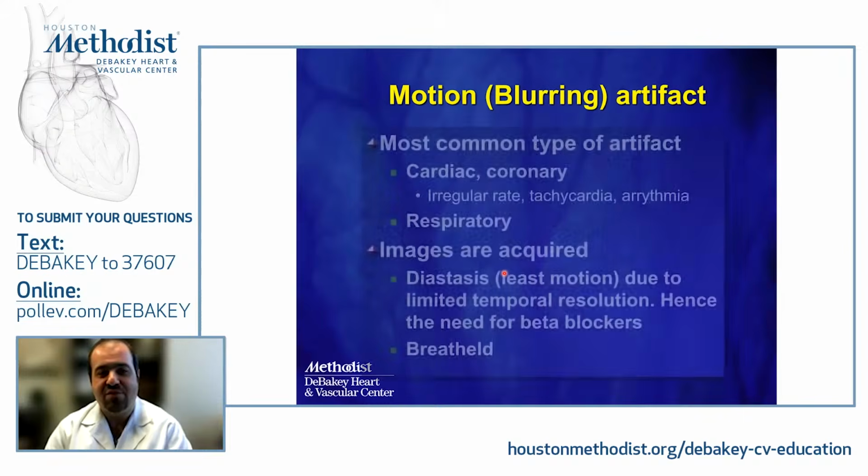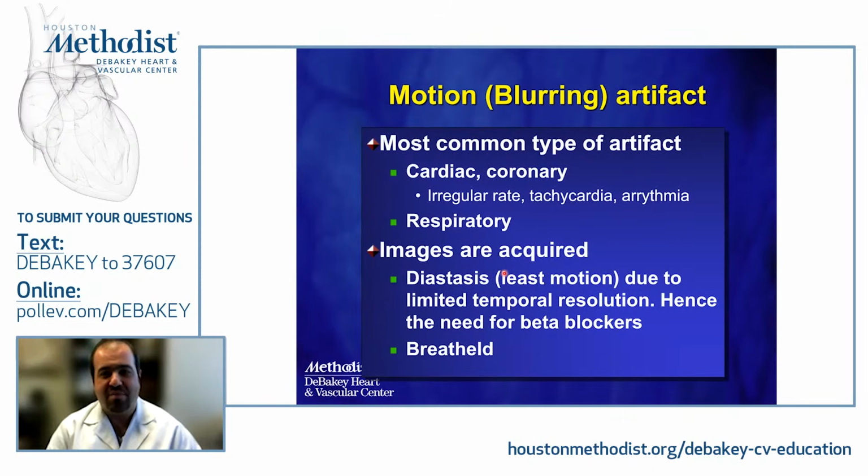Really the first of the problems we encounter in cardiac CT is motion or blurring artifact. This can occur either because the heart moves, or because the coronary vessels are constantly moving during the cardiac cycle. That can occur in people who have irregular heart rates, say fibrillation, or people who have arrhythmias like premature ventricular complexes or PACs. The other type of motion that can occur during cardiac CT imaging is respiratory motion artifact.